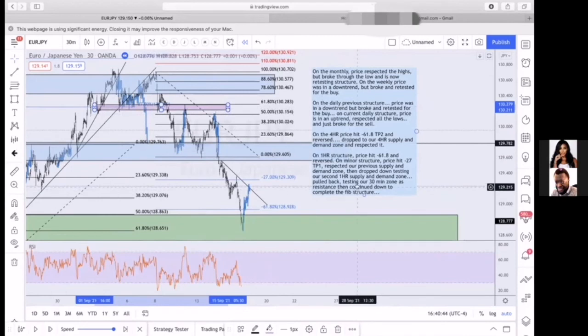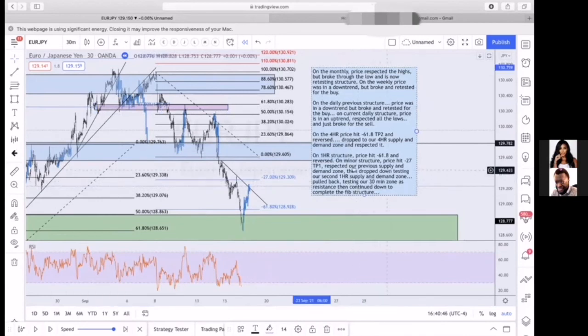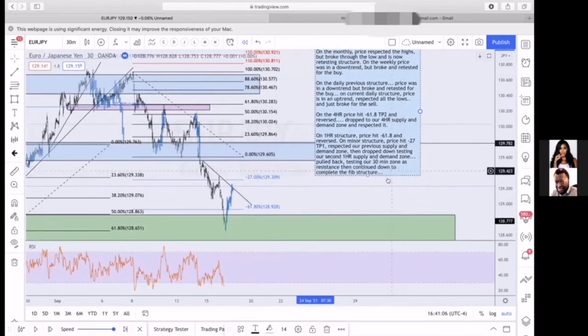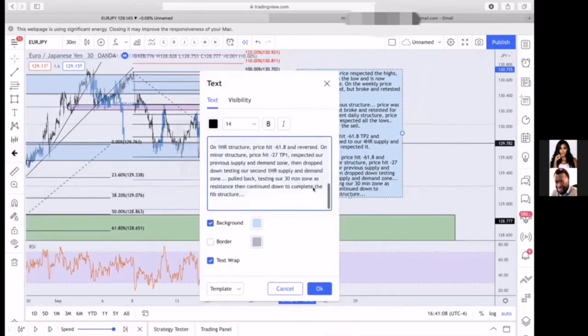So where I put here on minor structure, price hit negative 27 and then reversed, dropped down, testing our second 1-hour zone, which is right here, pulled back, testing our 30-minute, and then continued the fib structure. So impulse, correction, and continuation. You got it? Yep.